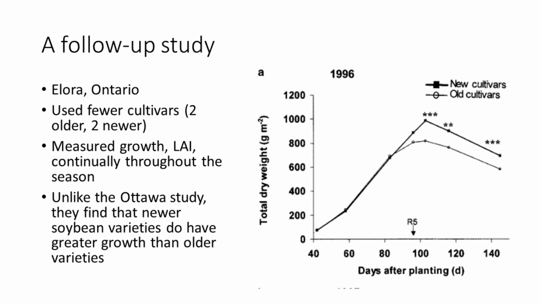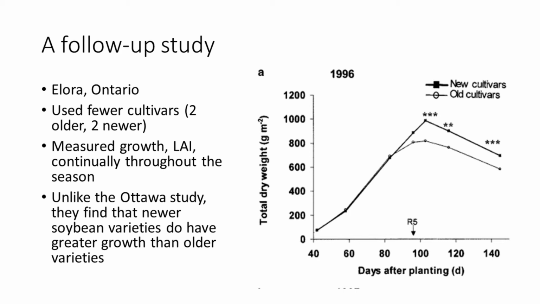But a follow-up study published just 2 years later, Kumudini et al., found something different. So this was a study done at Elora. They used fewer cultivars. They just used two newer and two older cultivars. And what they did was they measured biomass accumulation continuously, at different points throughout the season, whereas that Morrison paper just measured it at maturity. And so unlike the Ottawa study, they find that the newer soybean varieties do have greater growth than older varieties.